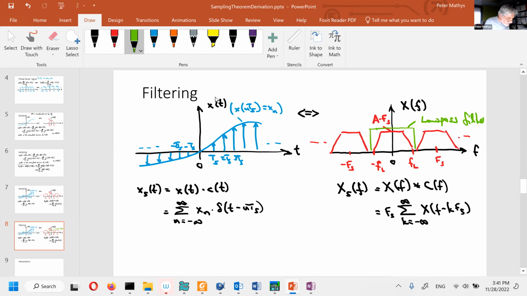That captures just one of those repetitions. And of course, we assume still at this point in time that FL is less than Fs over 2. So if we manage to just capture one of those, then in the time domain, we must be getting the original function back. So let's take a look at how we do the filtering.